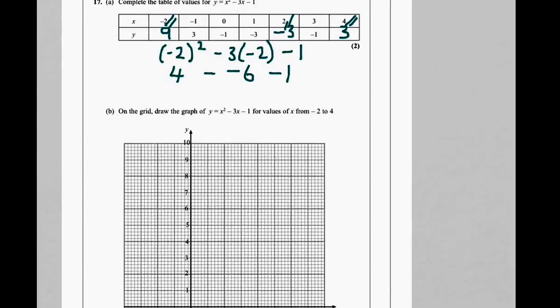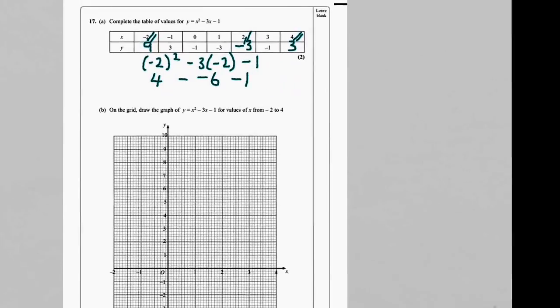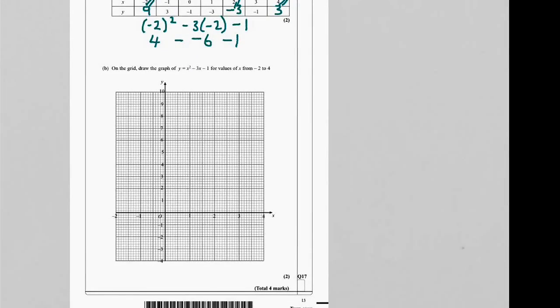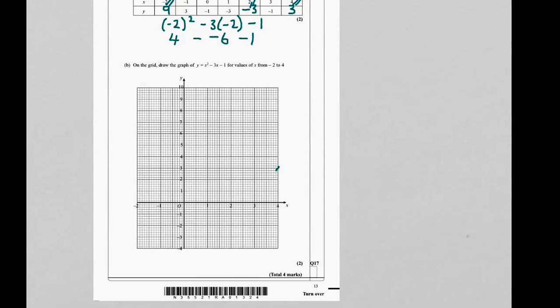And now I want to plot these. So I'm going to do my positive ones first. 4, 3 is here. 3, minus 1 is here. 2, minus 3 is here. 1, minus 3 is here. 0, minus 1 is here. Minus 1, 3 is here, and minus 2, 9 is here.